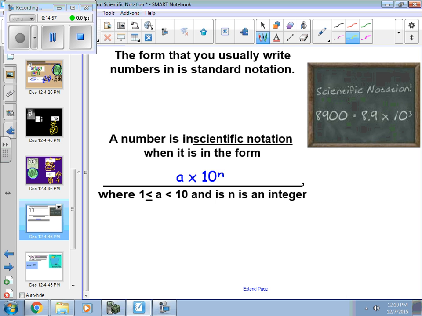Okay, scientific notation is a way to write really big numbers or really small numbers. When you have something in scientific notation, it's always written in this form, where you're going to have some number A that's between 1 and 10 times 10 to some power, where n is going to be a whole number or an integer. So some kind of number that's not a decimal or fraction.